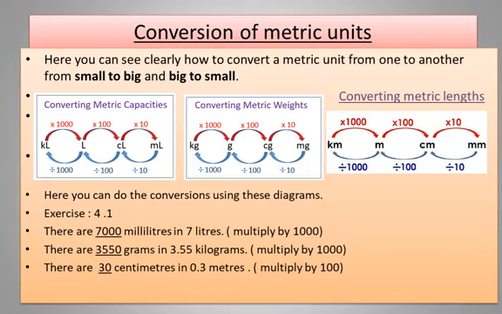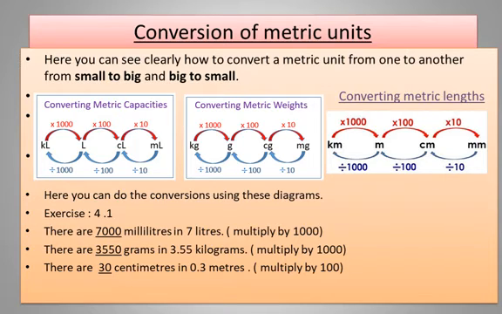Now, third question, you have to convert 0.3 meters into centimeters. That is also from meter to centimeter. So what you will do, if it is meter to centimeter, you have to multiply because it is from big to small. And see the converting metric lengths. Here it is clearly shown that meter to centimeter you have to multiply by 100. So what is the answer? 0.3 into 100, it will be 30. So how many centimeters are there in 0.3 meter? There are 30 centimeters. Okay.